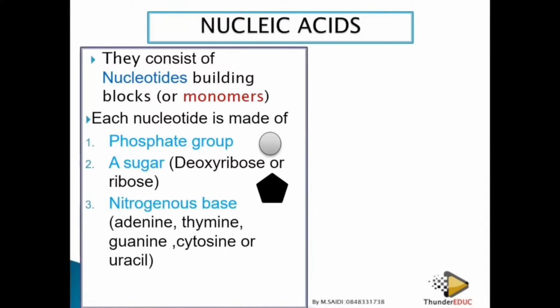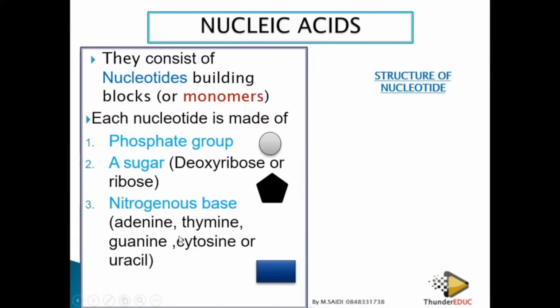Another one is called the nitrogenous base. There are 5 types. We have adenine, thymine, guanine, cytosine, and uracil. If it is DNA, it is going to have some specific nitrogenous bases. If it is RNA, it is going to have some specific nitrogenous bases. So we will see which one goes to DNA and which one goes to RNA. These nitrogenous bases look like this, or sometimes we can make a different shape, depending on which type of nitrogenous base it is.